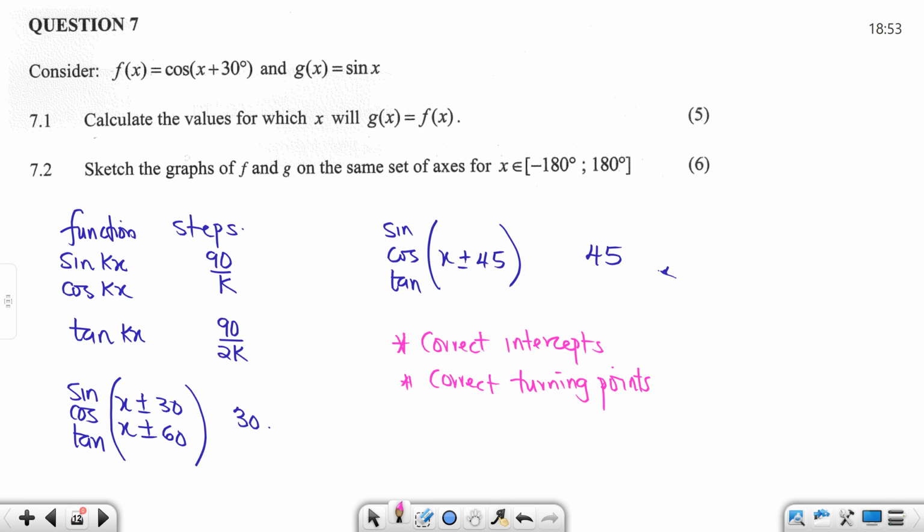If an examiner gives you a graph, they have worked out their own steps based on the type of equation that they have. They're asking you to sketch another graph. Recalculate your own. Your steps may be different. Different functions have different steps. Just make sure before you sketch, please get your own step.